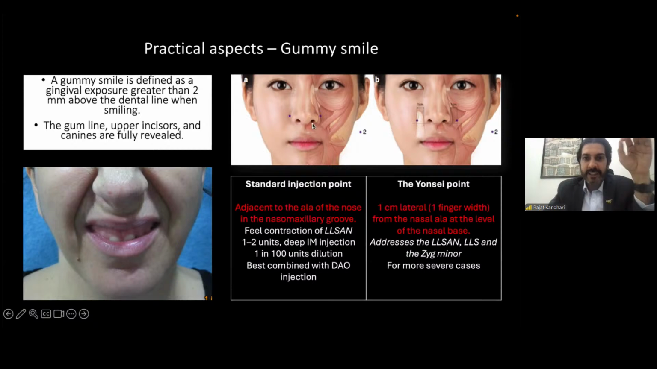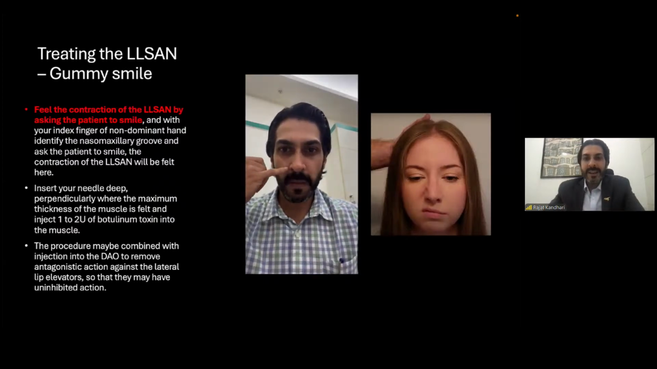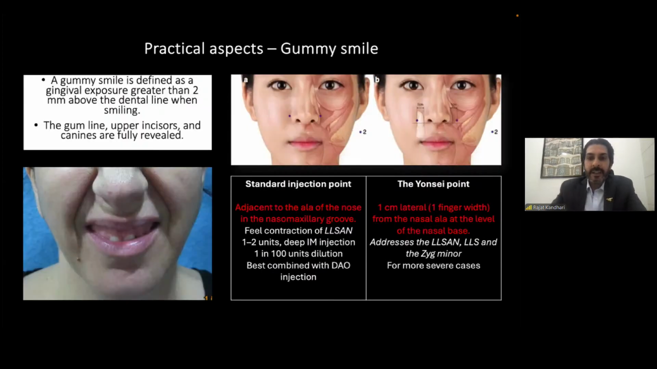This is the standard injection point just next to the nasal ala. You ask the individual to do this. You can ask the patient to smile and feel for the contraction of the LLSAN. There are some individuals who can do what you're seeing in the picture on the right. I am not able to contract my LLSAN voluntarily. So if you see it there, you inject directly deep down into that area, about 1 to 2 units. However, if it's a much wider smile, you may want to go 1 centimeter off that area, lateral to it, and inject so as to diffuse into the other muscles as well.